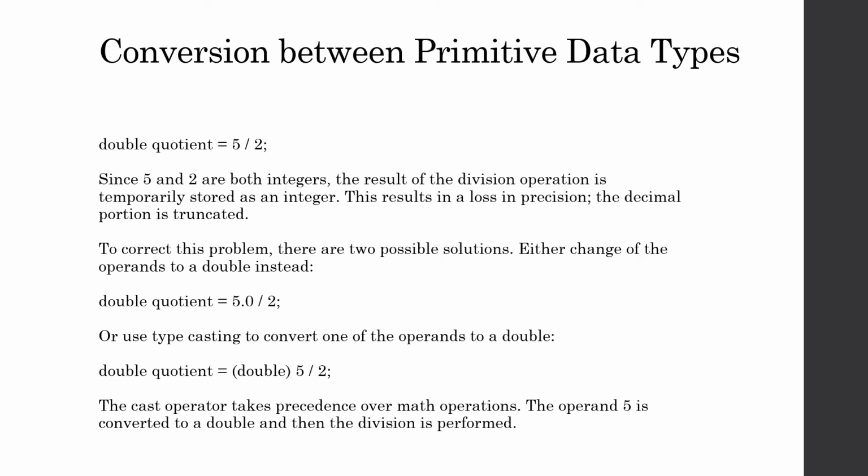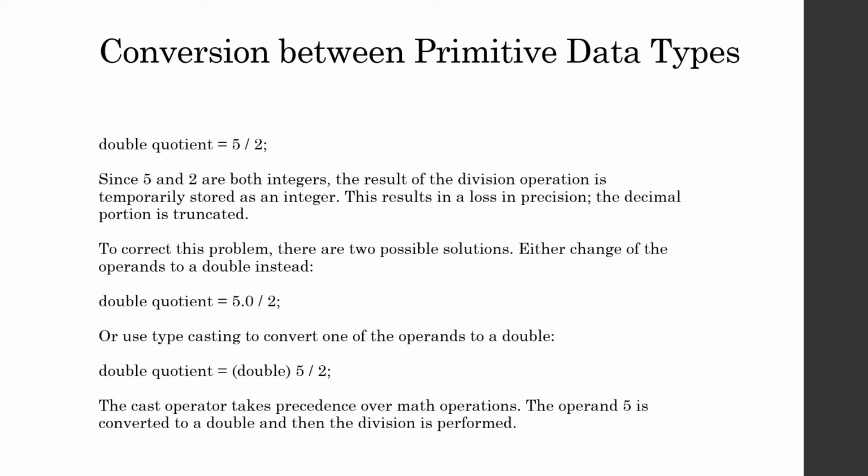So speaking of that integer division that we introduced earlier, let's actually take a moment to go through this and figure out how we can correct that problem so that now we get the proper result of 2.5 being stored into quotient. So we've got our double quotient. We're going to say that's equal to 5 divided by 2. As we noted before, because 5 and 2 are both integers, the result is temporarily stored as an integer. So we now understand why that's happening. So this is going to result in a loss of precision. We're losing that decimal portion. It's being truncated.